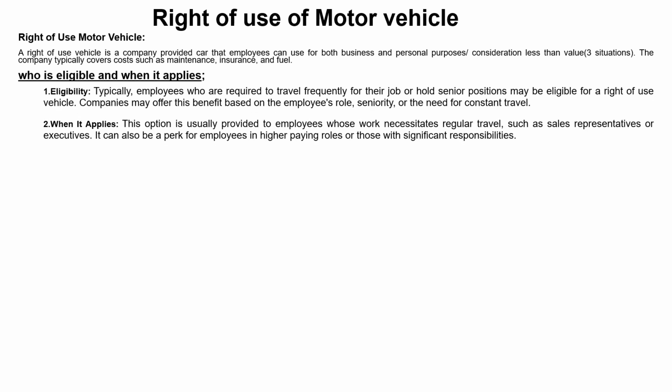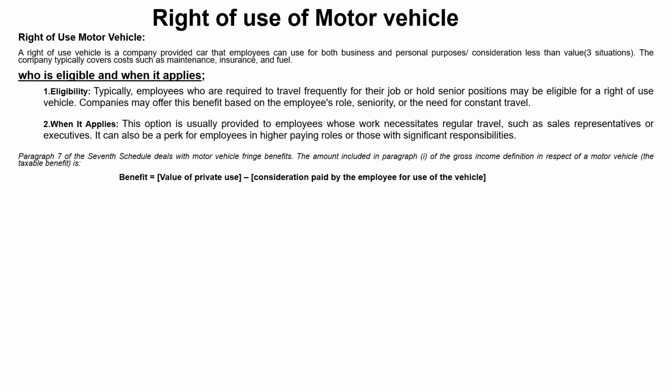Who is eligible and when does it apply? One, eligibility. Typically, employees who are required to travel frequently for their job or hold senior positions may be eligible for a right-of-use vehicle. Companies may offer this benefit based on the employee's role, seniority, or the need for constant travel. Two, when it applies. This option is usually provided to employees whose work necessitates regular travel, such as sales representatives or executives. It can also be a perk for employees in higher-paying roles or those with significant responsibilities.